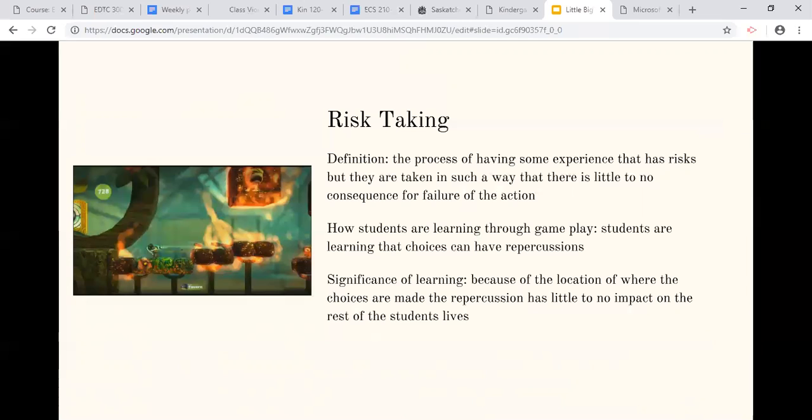And as I've been saying, the significance of this learning is because of the location. So you're in the video game. The choices you make have little to no impact on the rest of your life. So it doesn't really matter that you have to restart the level. But if in real life you burn down all your bridges, well, that's going to suck because then you can't get from point A to point B without that bridge.